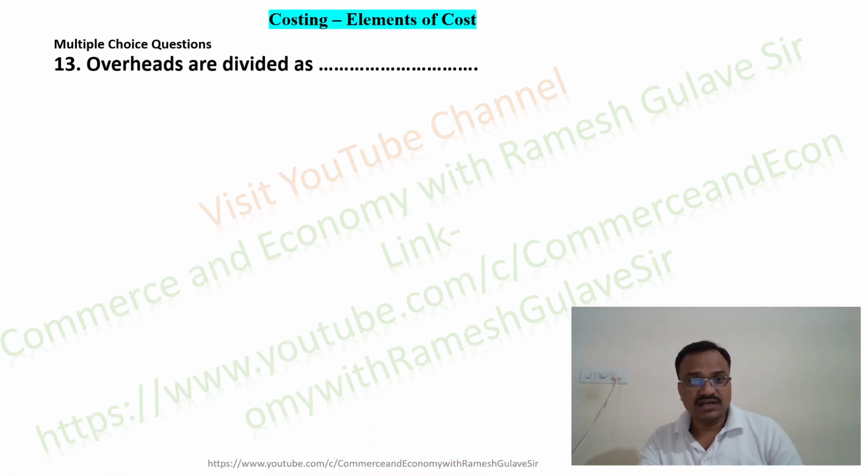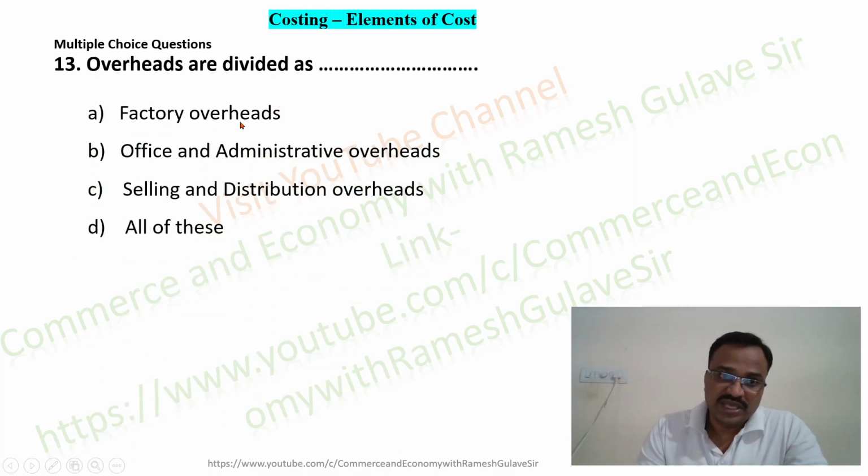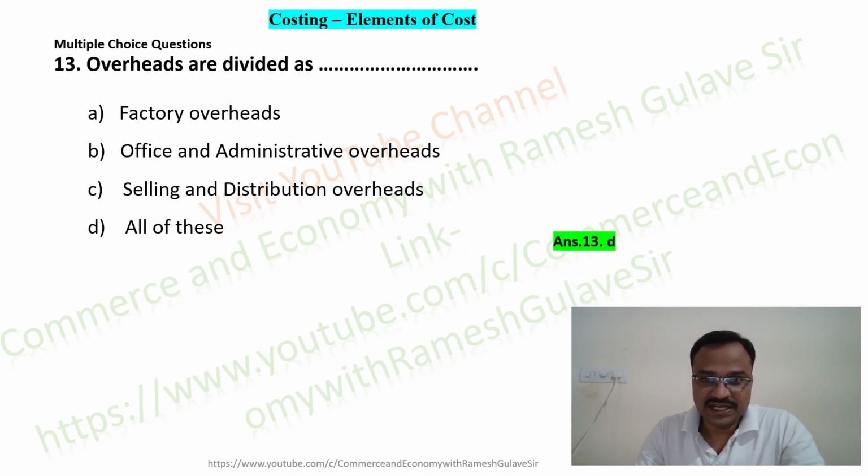Next question says overheads are divided as. So we have discussed this in the format. So we have overheads are divided as factory overheads, office and administrative overheads, selling and distribution overheads. So here all of this is the answer. So here option D is the right.